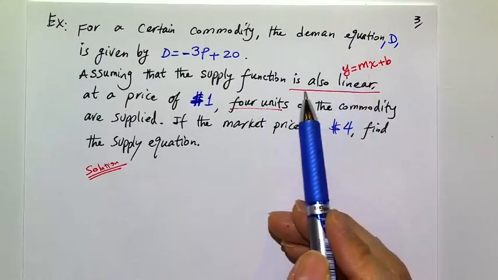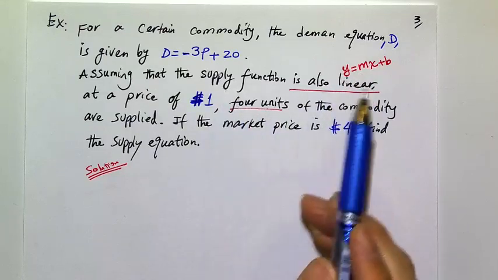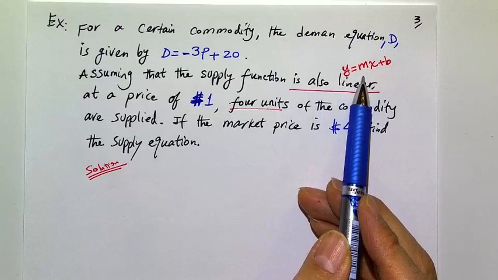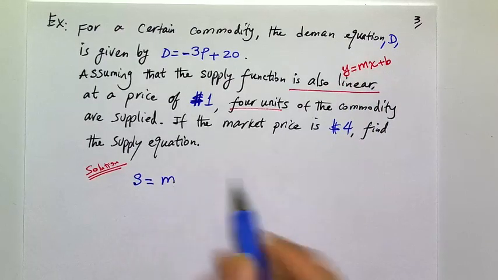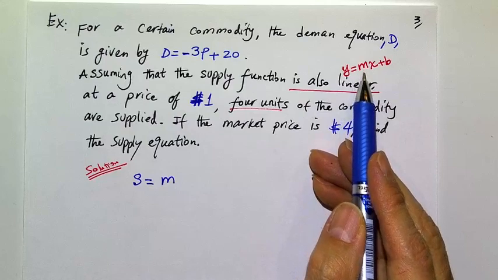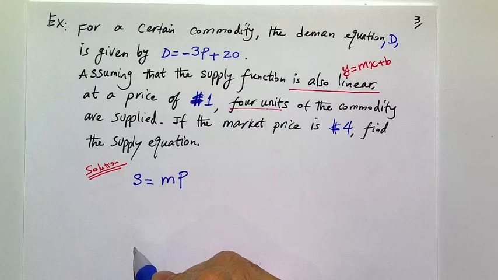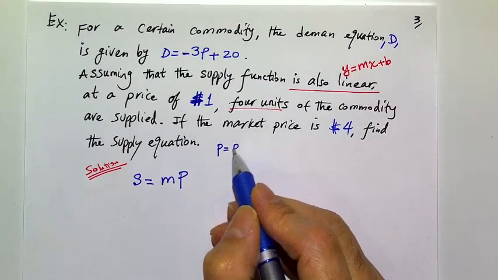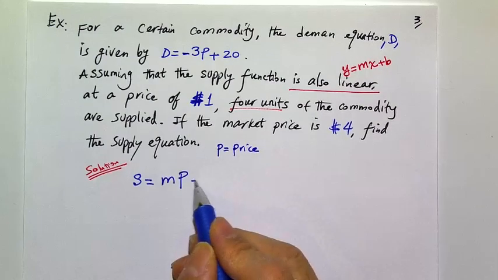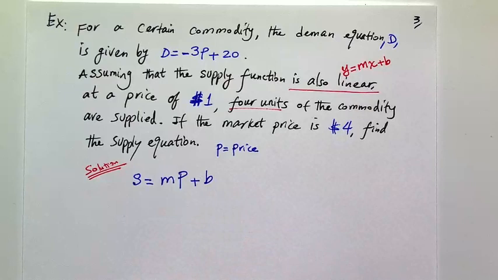So because we know the supply function is linear, I'm going to write a supply function that is equivalent to a linear function. I'm going to say S equals m, which is the slope of a linear function, instead of x, I'm going to use p for price. And as a matter of fact, let me write it here. P is the price. Plus, I'm going to keep b as the y-intercept of that straight line.